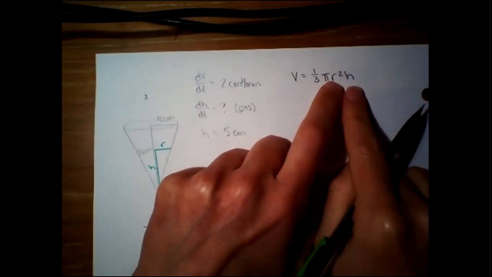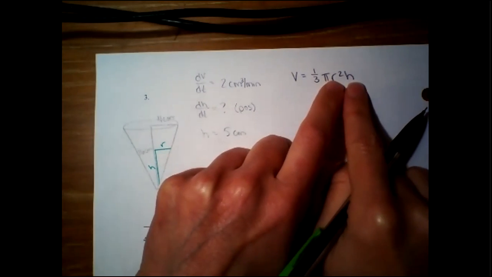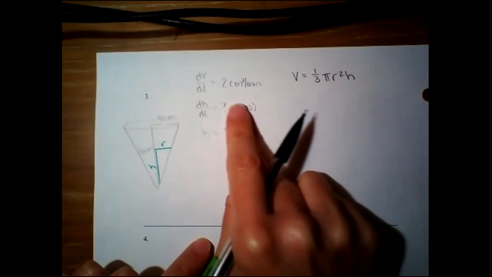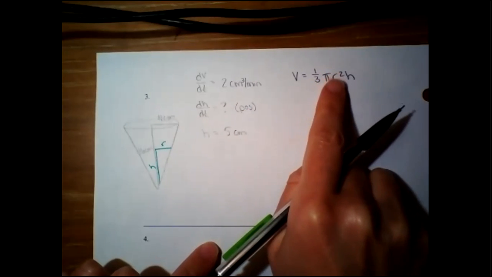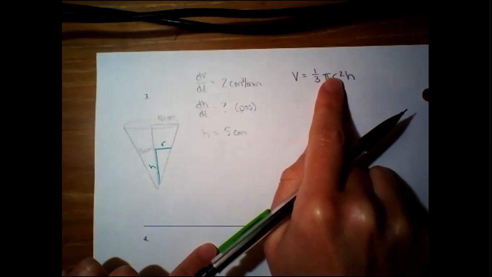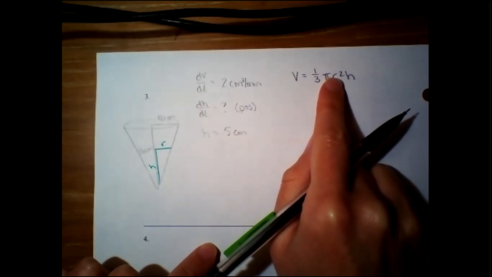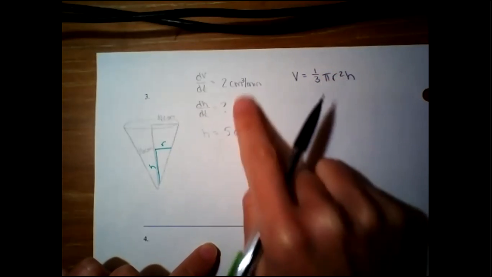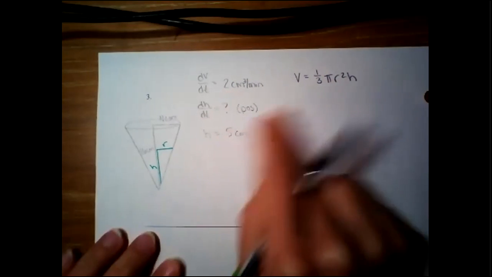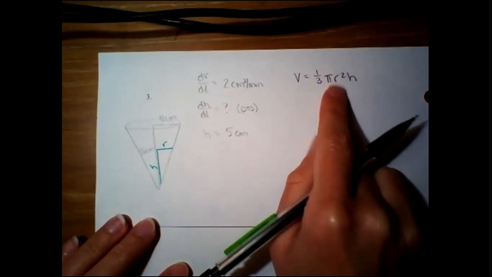We have a radius and we have a height, and we do not have any information about the radius. So I have to substitute the radius out of there. I cannot do this problem with the r value in there because I have no information about r. So I'm going to have to get rid of that. So here's what we're going to do.